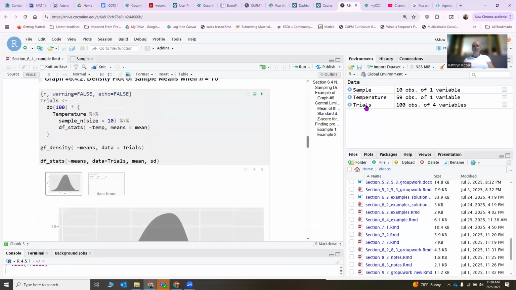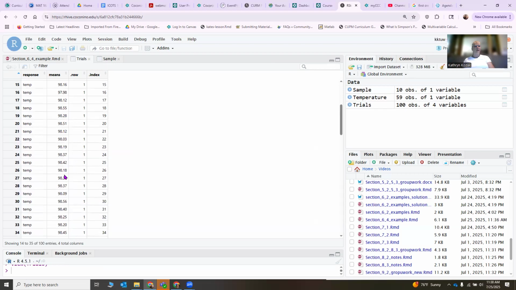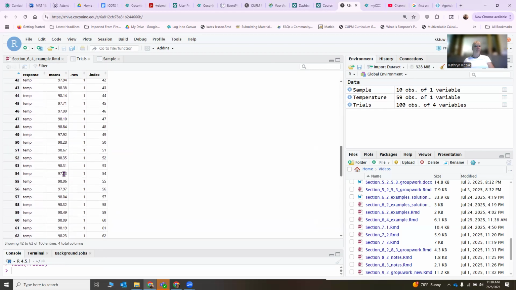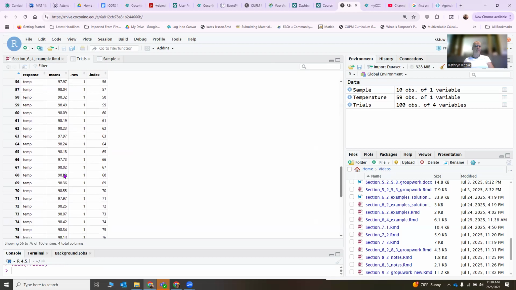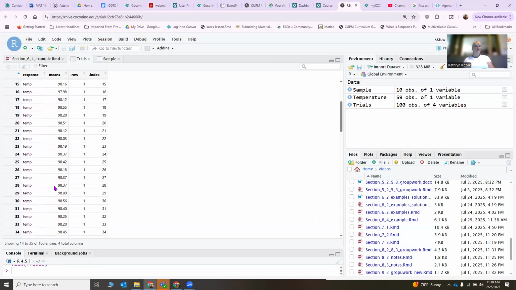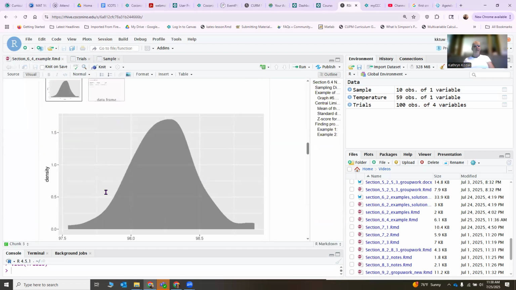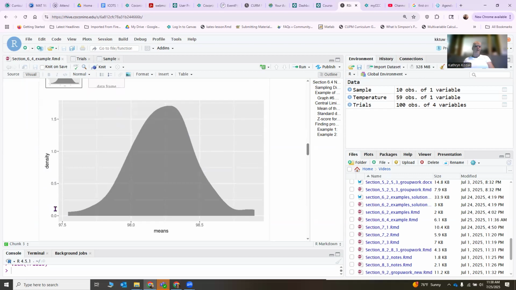So I'm going to go ahead and open up trials so you can see what it looks like. The first time I ran it at sample size 10, I got a mean of 98.23. The next time I did it, I got a mean of 98.64, and so forth. I can see each one of these values is a different sample mean from that sample of size 10. Notice I did this 100 times. Each one of these values, again, is a sample mean, no longer a data value itself. And if I look at this, it looks somewhat bell-shaped.